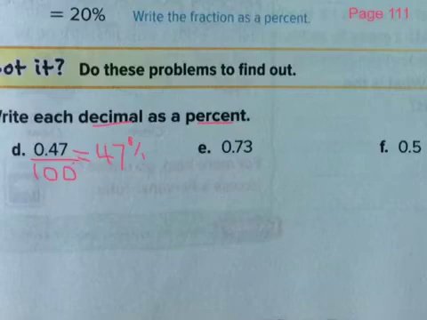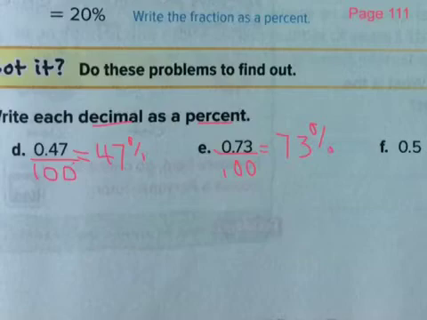47 out of 100. You see that? 47%. 73 hundredth is 73%. 73 out of 100.